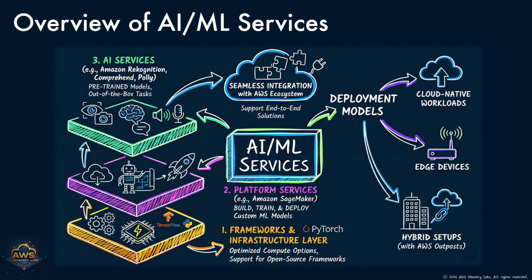Let's begin by exploring the AWS machine learning stack, which is thoughtfully organized into three distinct layers, each designed to meet users where they are in their machine learning journey. At the foundation is the frameworks and infrastructure layer. This layer offers the core building blocks for machine learning, including access to powerful optimized compute options like GPU-enabled EC2 instances and custom silicon such as AWS Inferentia and Trainium. These resources are designed to accelerate both training and inference workloads.